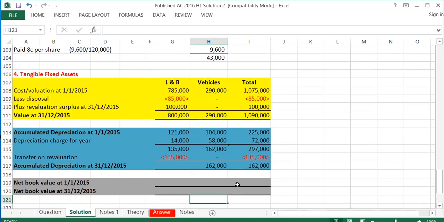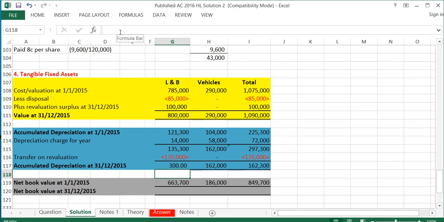So now my net book value, I have to work out. All in blue is the depreciation worked out. So the yellow is cost, the blue is depreciation. My net book value at the start of the year, the land and buildings was 785, minus the depreciation at the start of the year is 121. Vehicles was 290, minus 104 at the start of the year, and the total is 1075 minus 225, so it's 850. Now, and again, sorry, this should be 121,300.